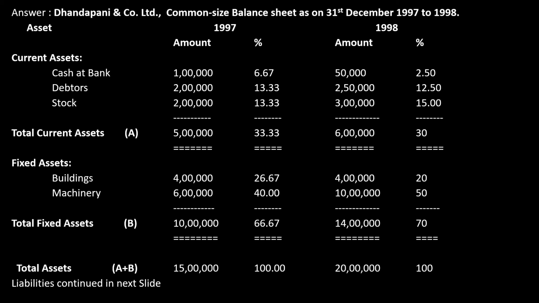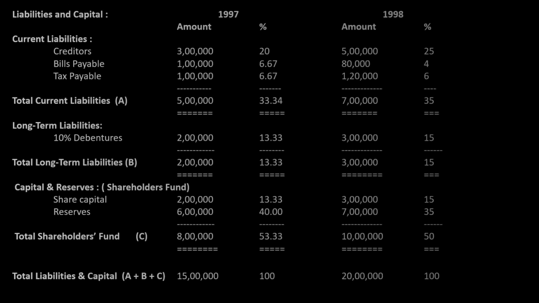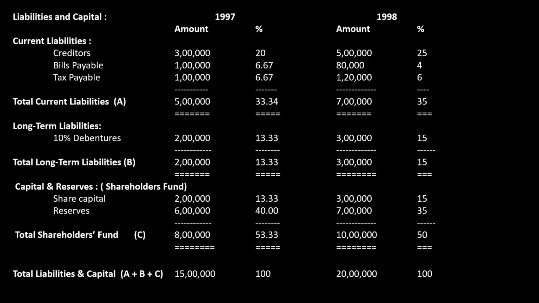The same way I have to do the liability side. I'll do the next page now. In your liability side, there are 3 headings. One is current liability, then long-term liability, and capital and reserve. Another name for capital and reserve is shareholders fund. Is that clear? Okay, now let us see.